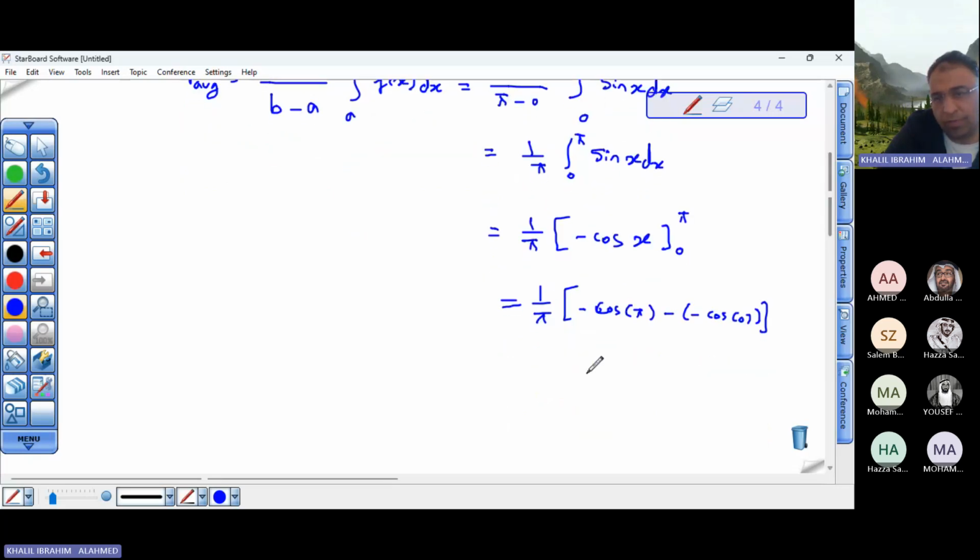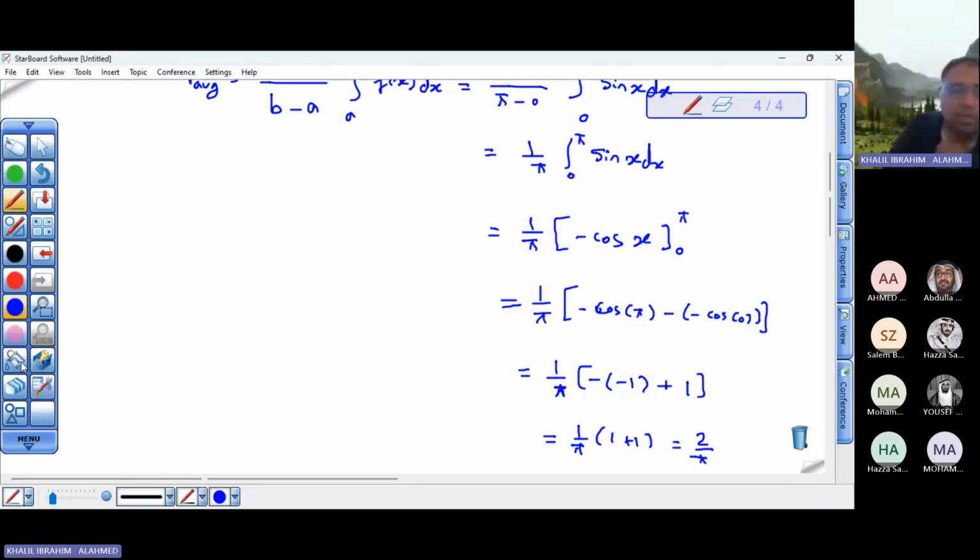Let me show you the final answer here. 1 over pi, cosine pi, what is the answer? Negative 1, yes. Negative 1 minus, here positive, cosine 0 is 1. That's it. This equals 1 over pi times 1 plus 1. This equals 2 over pi. This is the final answer.